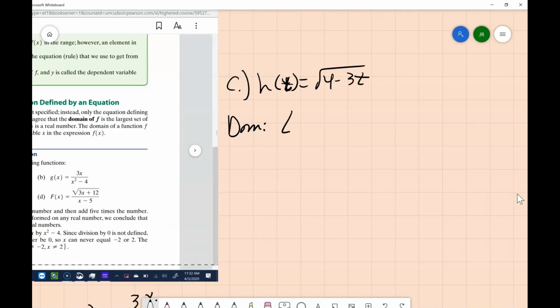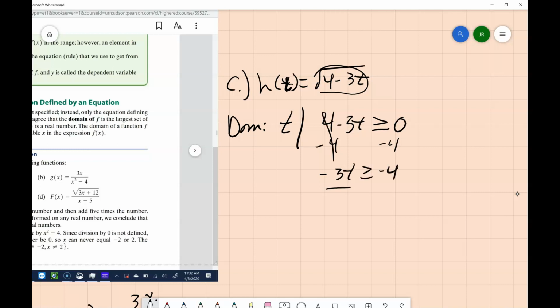is all t such that what? Such that 4 minus 3t, that's what's under this radical, such that that has to be what? It has to be greater than or equal to 0. Because if it's less than 0, it's going to give you an imaginary number because it's a negative under the radical. So we say that it has to be greater than or equal to 0. And then we solve for t. We subtract 4. We get negative 3t. It's greater than or equal to negative 4. We divide by negative 3. And t is less than or equal to 4/3.